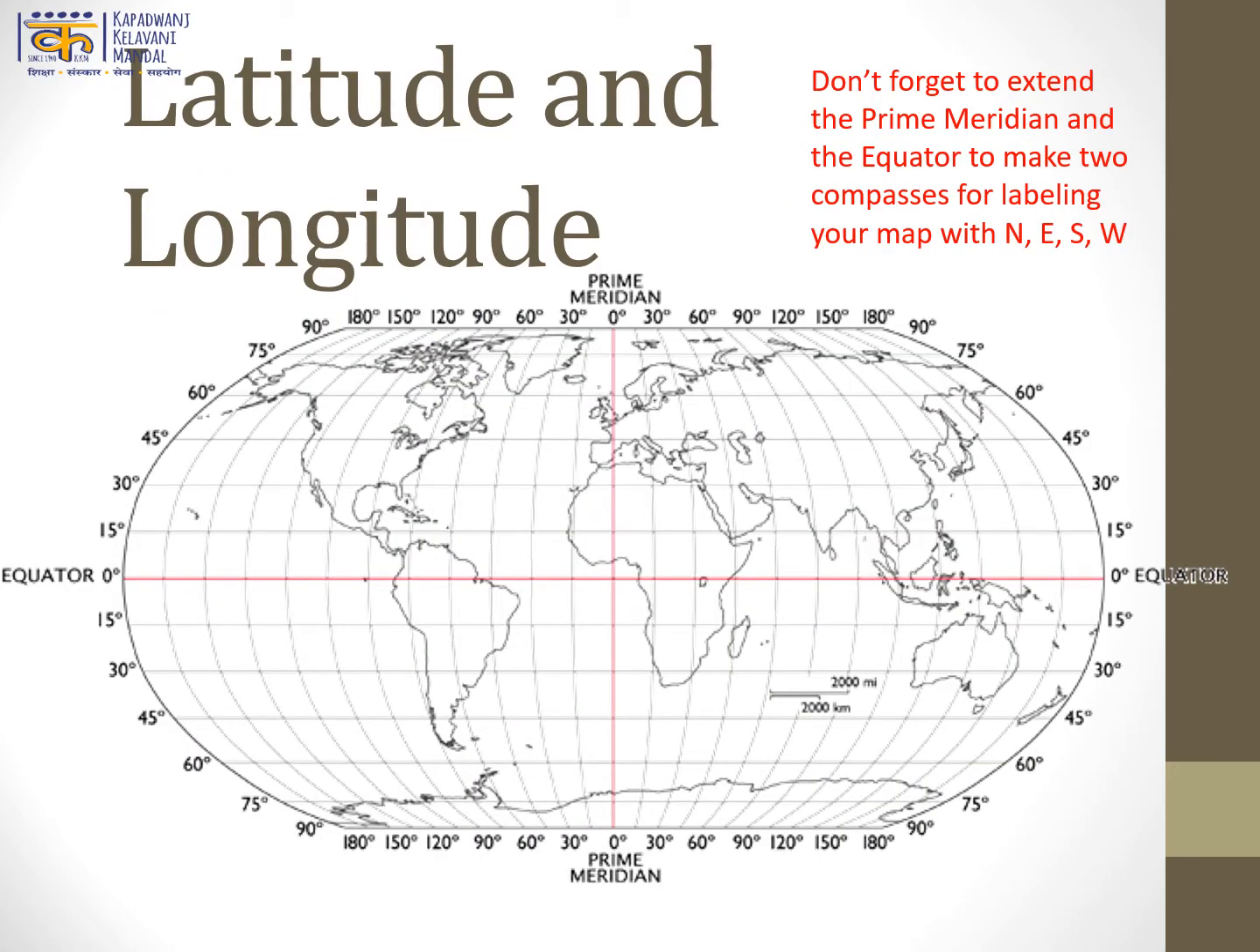There are vertical and horizontal imaginary lines on the earth's surface. With the help of these imaginary lines, exact time and location can be known. These lines are not there on the earth's surface. These lines can only be seen on the map.